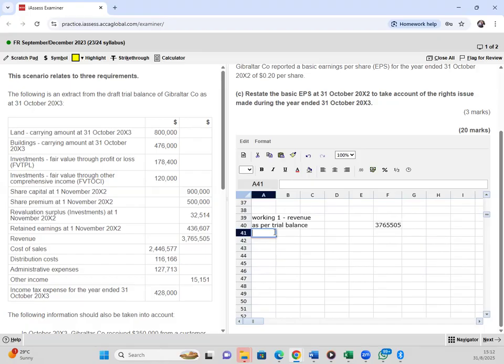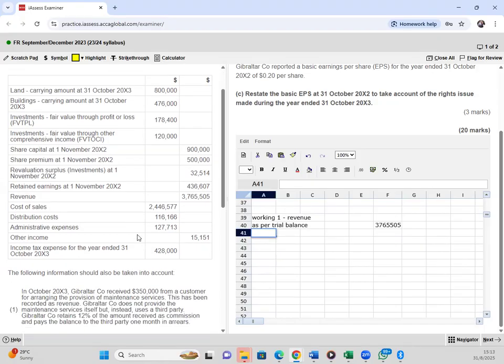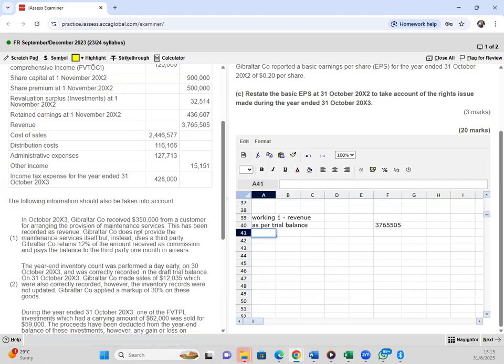Then let's now go to the additional information. We are told that we received revenue of 350,000 from a customer for arranging the provision of maintenance services. This has been recorded as revenue. So they've recorded the 350 as revenue. And the statement is saying that Gilberta retains 12% of the amount as commission. So it means that they've included revenue that is not theirs.